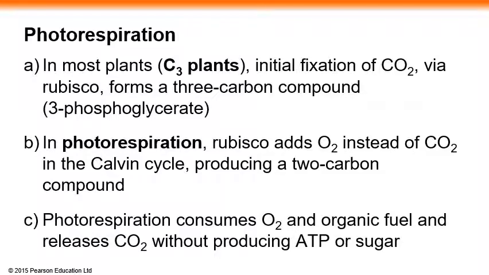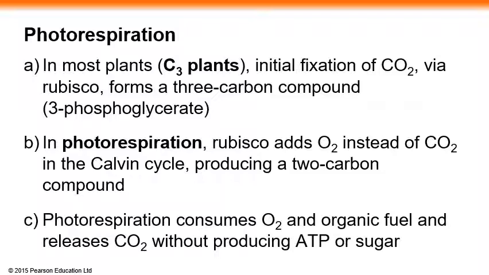I want you to remember what photorespiration is. In most plants, as I mentioned earlier, they fix carbon into 3 carbon molecules. So most plants are C3 plants, or they go through C3 photosynthesis, because the initial fixation of CO2 via the Rubisco enzyme forms a 3 carbon compound, 3-PGA.